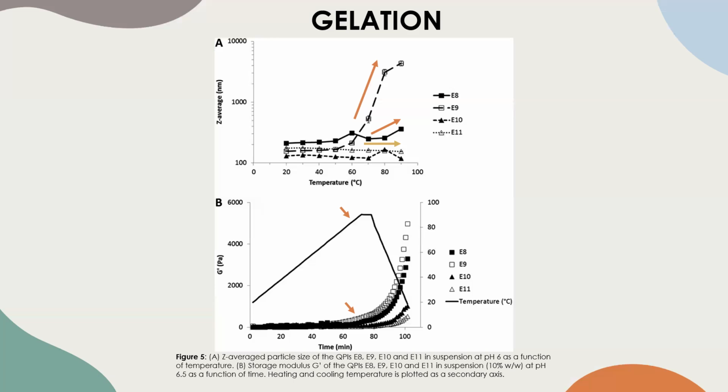So they also noticed that as the graph started getting more exponential, it was going closer to that denaturation temperature.